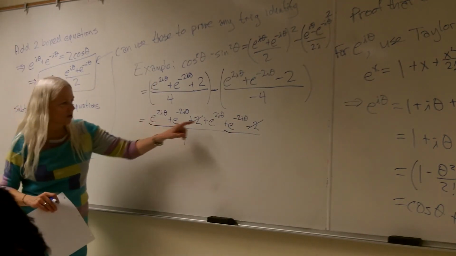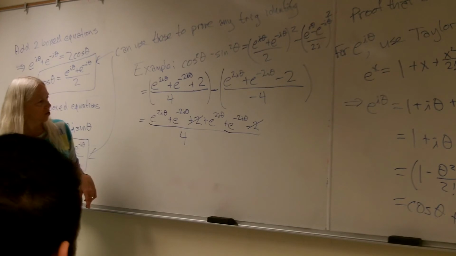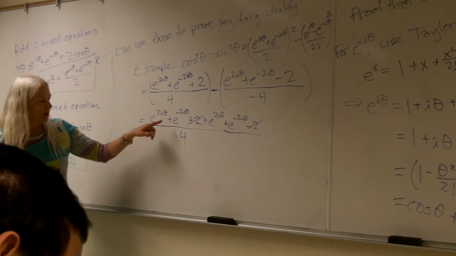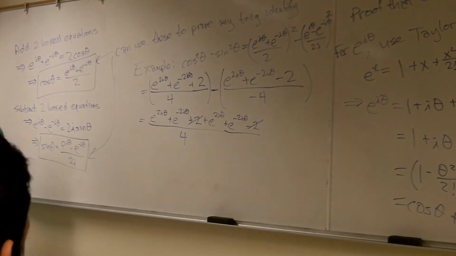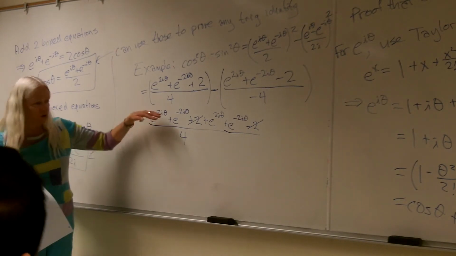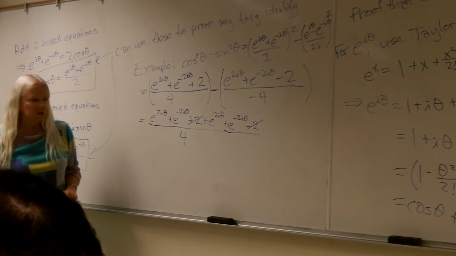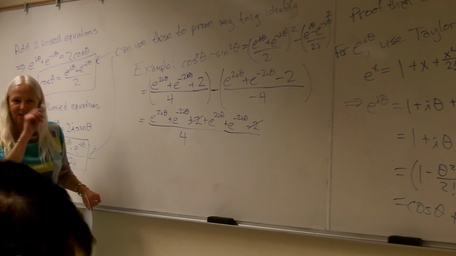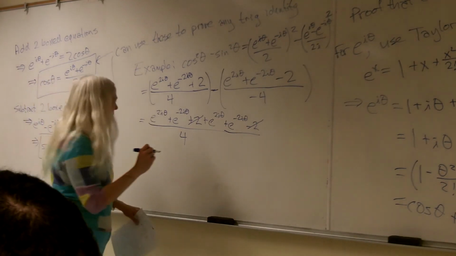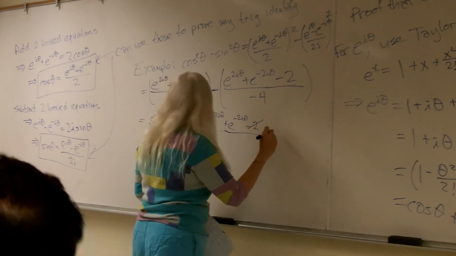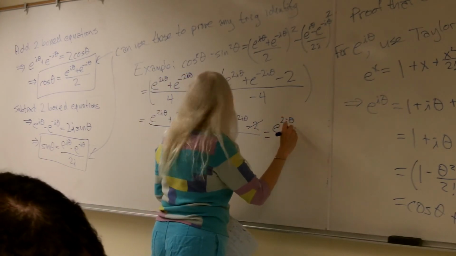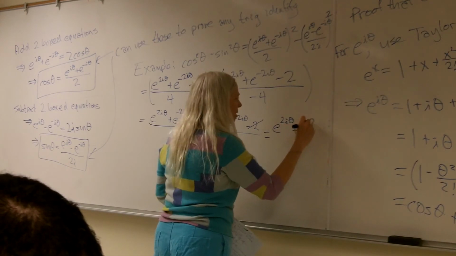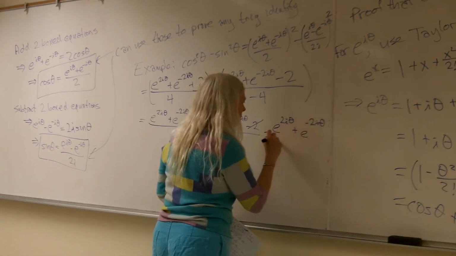And let's combine this term and this term. That would give me a 2 e to the 2I theta. Similarly, this term and this term would combine to give me a 2 e to the minus 2I theta. Both terms would have 2's in the numerator, but there's a 4 in the denominator, so I can cancel out a factor of 2 on top and bottom. So in other words, I'm left with e to the 2I theta plus e to the minus 2I theta all over 2.